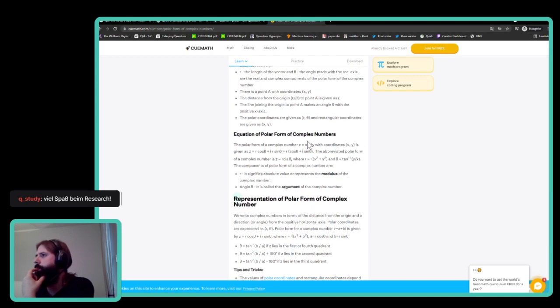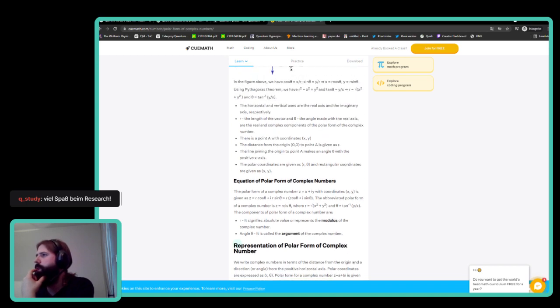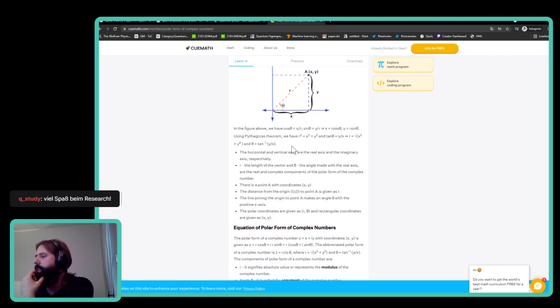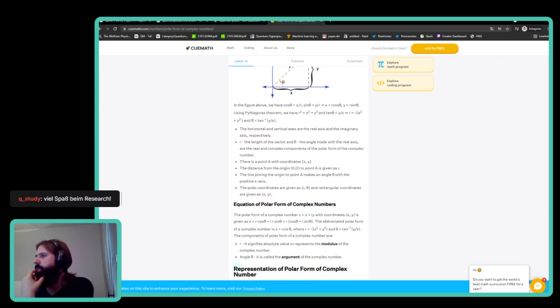The modulus and the argument. I can probably use these names here. Does it though? I think it does. I think what it does is the multiplication becomes easier.